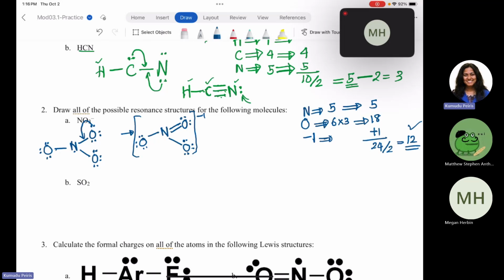Now, how can we draw the resonance structures? When we draw the resonance structures, we use this arrow, which has a head on both sides. So how can I make the resonance structures? I can donate a lone pair from here and donate this pi bond back onto the other oxygen. So then this is another.